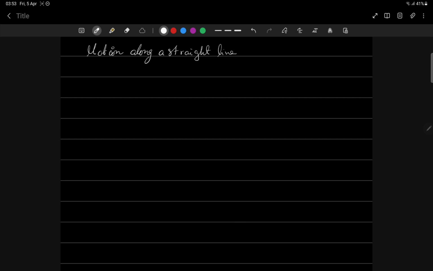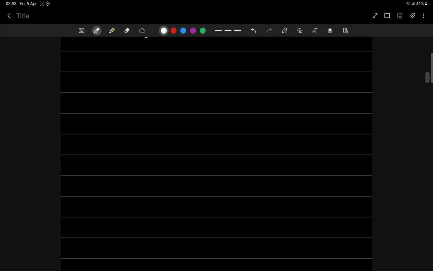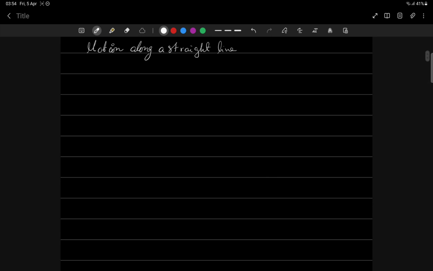Now, when we say motion along a straight line, we mean motion in only two dimensions. And one of those dimensions is width and the other is time. But first, let's talk about width.